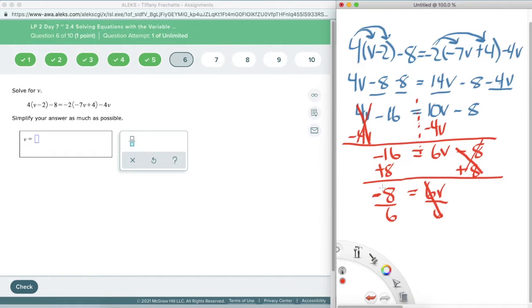They both can divide by 2. So I can reduce these. Negative 8 divided by 2 is negative 4. 6 divided by 2 is 3. And that will be v.